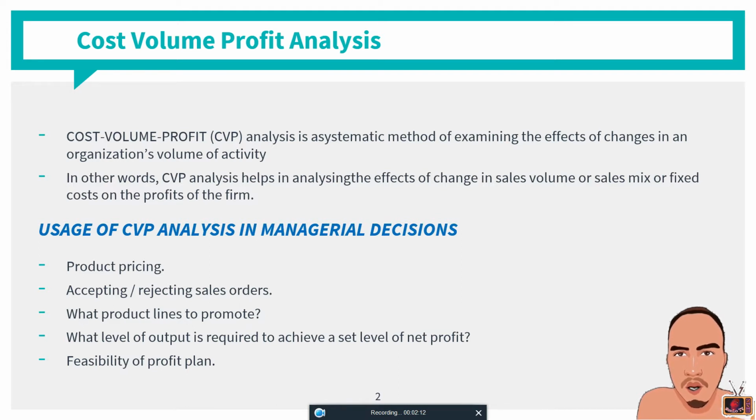Number four is what level of output is required to achieve a set level of net profit. With this, we could know what level of output is required to achieve a set level of net profit. So we would know how many products should be produced so that we could achieve our set level of net profit. And of course, last but not the least is the feasibility of profit plan. So we would know how to do planning in profit with different tools in cost volume profit analysis.